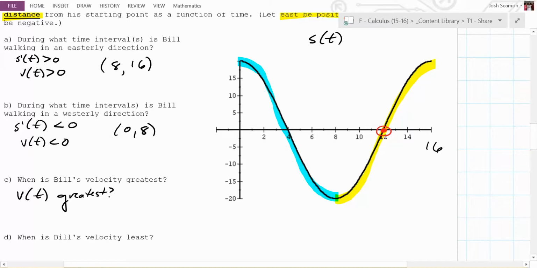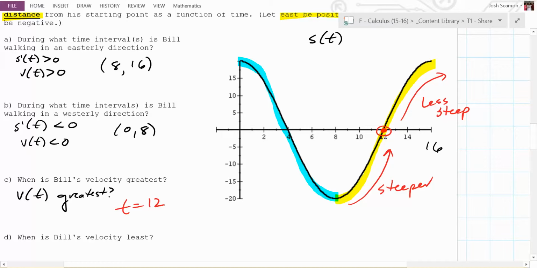It looks steepest, right? From here to here, it looks like it's getting steeper, right? And from here to here, what does it look like it's doing? Less steep, right? So where does it look like it's steepest? At time equals 12.